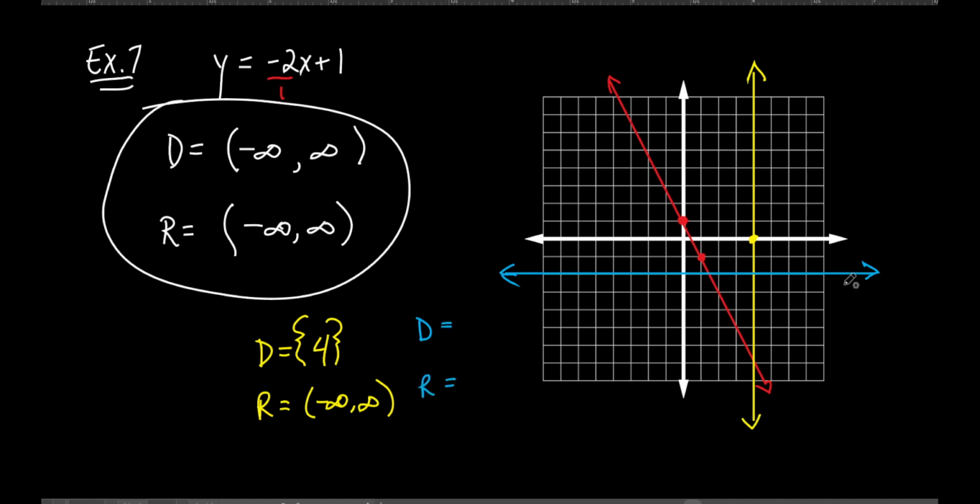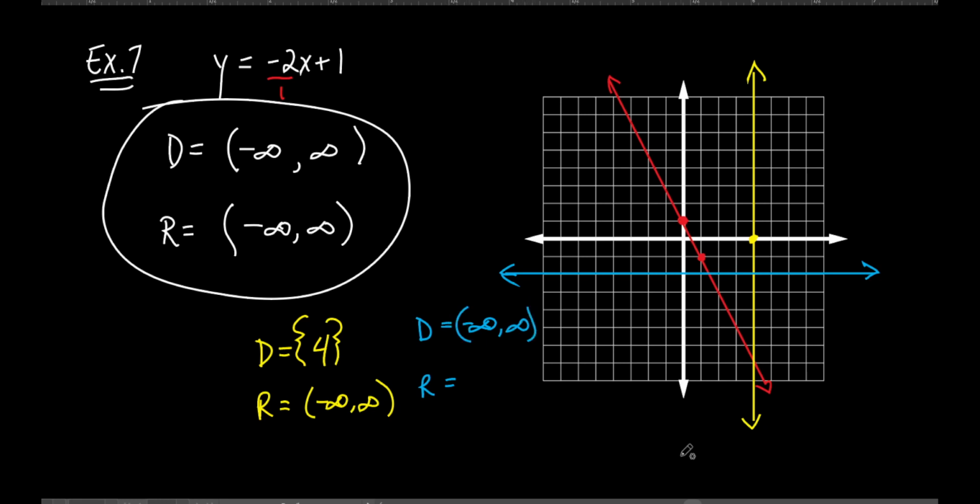Well, what's the domain? The domain is the x direction. Are there any holes in the x direction? Are there any places that x cannot be? No. X could be any number whatsoever. Agreed? Because I could go over anywhere on the x, go down some point, and I'm always going to hit that line. Doesn't matter. So what's my domain then? It's negative infinity to infinity.